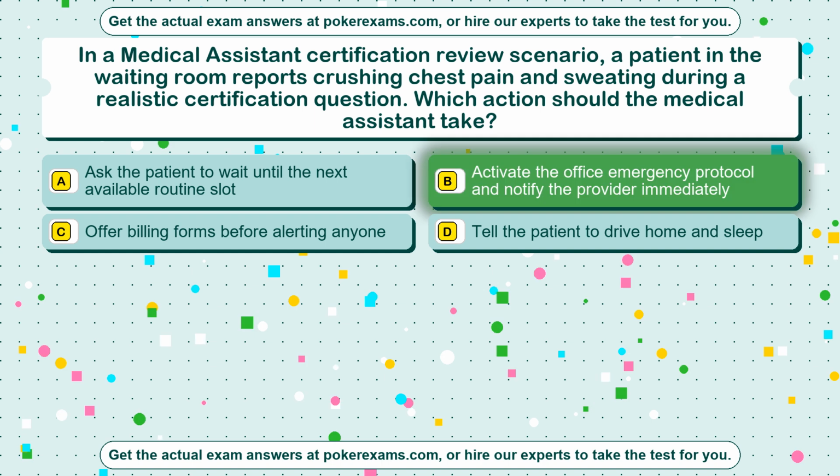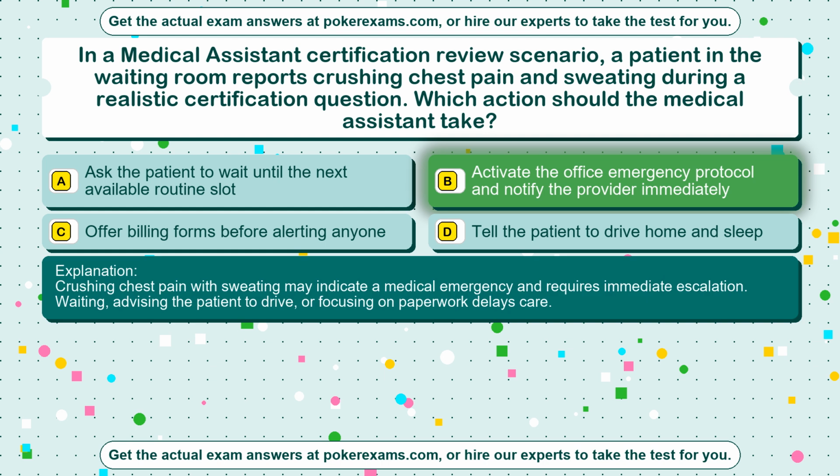The correct answer is option B, activate the office emergency protocol and notify the provider immediately. Crushing chest pain with sweating may indicate a medical emergency and requires immediate escalation. Waiting, advising the patient to drive, or focusing on paperwork delays care.